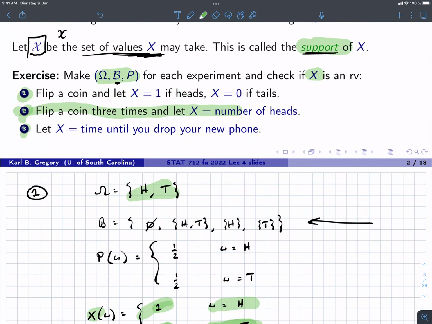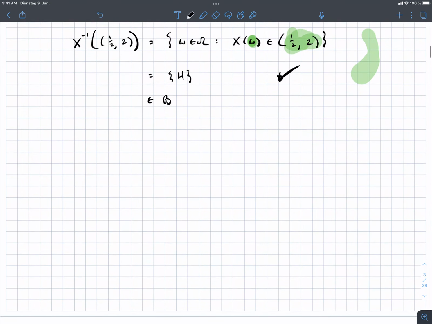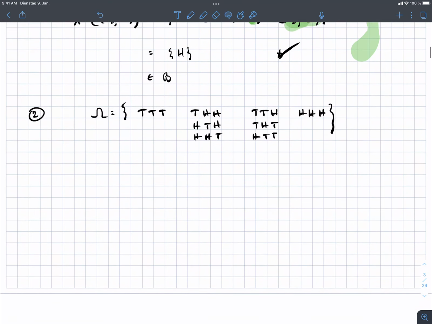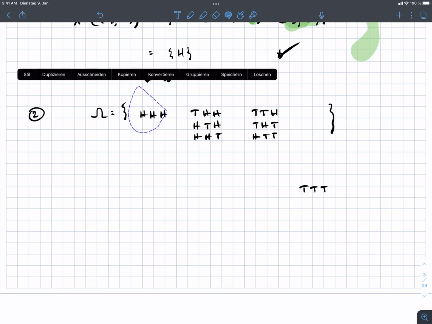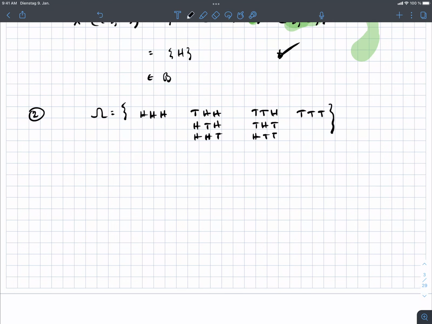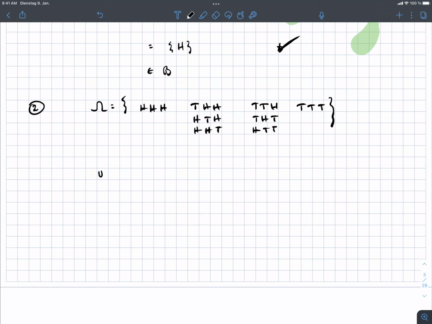So flip a coin 3 times and let x be the number of heads. So if I flip a coin 3 times, I can get these outcomes. Take a moment and write them down. T, T, H, T, H, T, H, T, T, and then H, H, H. Maybe makes sense to put it like this. So here's the sample space corresponding to the experiment.